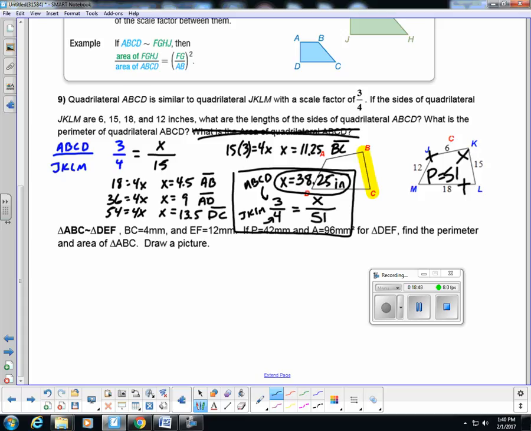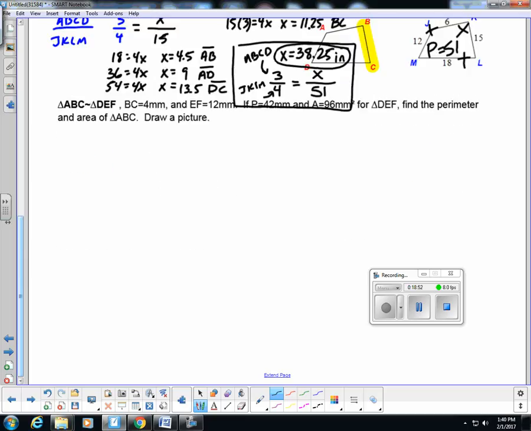Okay, all right, last but not least, we're back to triangles here. Triangle ABC is similar, again, there's the similarity symbol, triangle ABC is similar to triangle DEF. So here's what I know. I know that BC is 4 millimeters and EF is 12. Now, if I look at my similarity statement, BC and EF, those sides correspond. So I can create a scale factor.